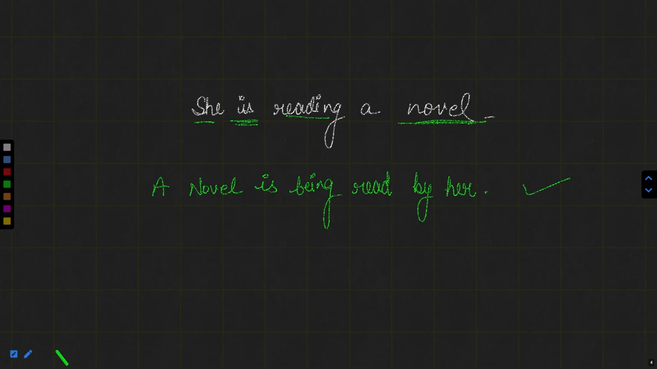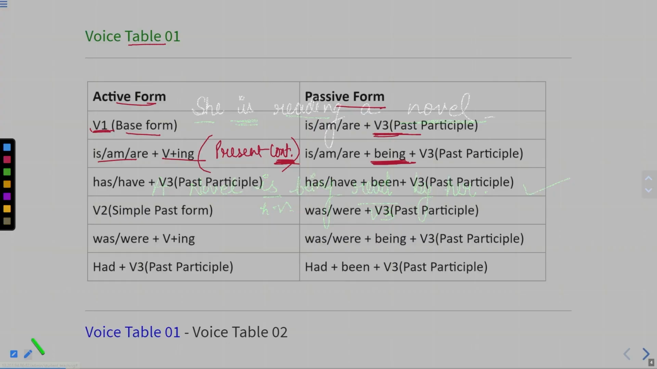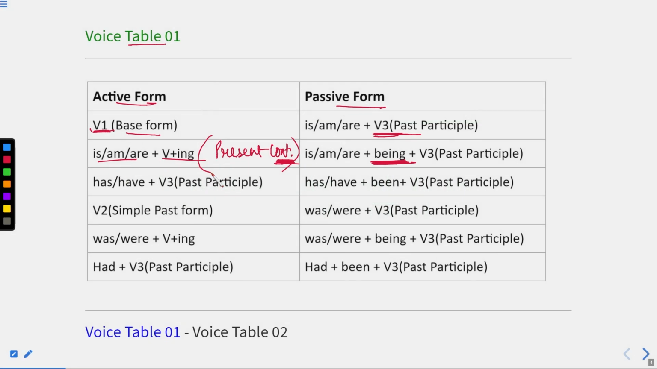This will be the correct sentence. A novel is being read by her. So here you can see that is read: read is the verb third form and is is the helping verb, or the auxiliary verb. So if you see a sentence of present continuous tense, we have is/am/are plus being plus verb third form, that is past participle. Always in passive voice, remember one thing, it requires verb third form always. Now is/am/are will be according to the subject-verb agreement rule.